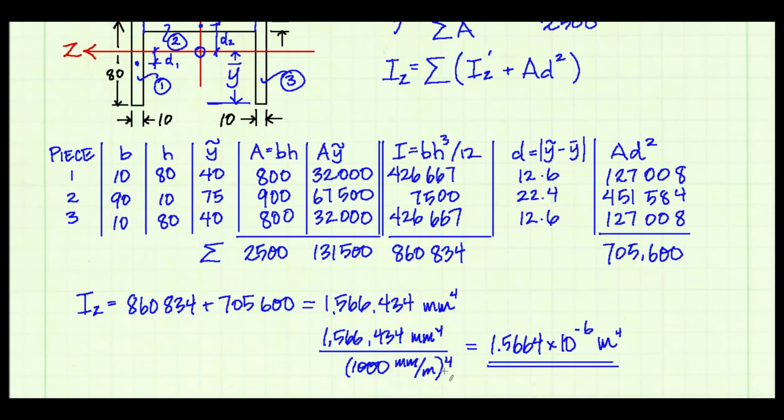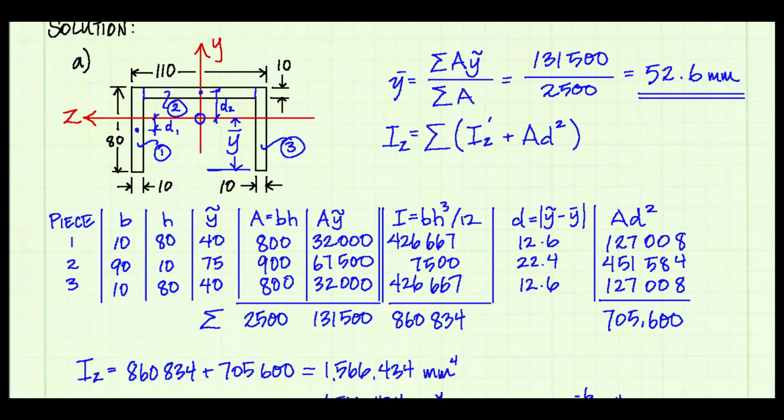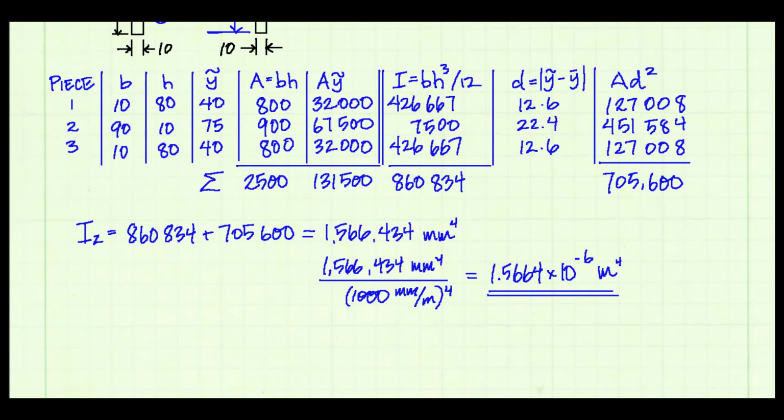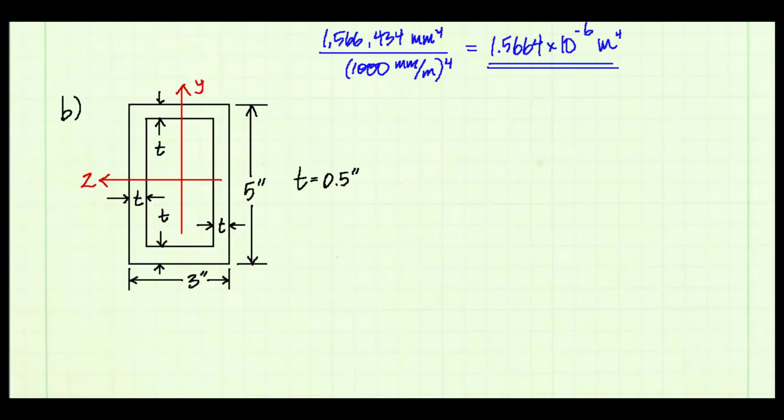And that's typical for moments of inertia for cross sections of the kinds of shapes we use in engineering when using SI units. So for part A, I found my centroid location vertically, and I found my moment of inertia about the z-axis. Now I'm going to do the same for part B.